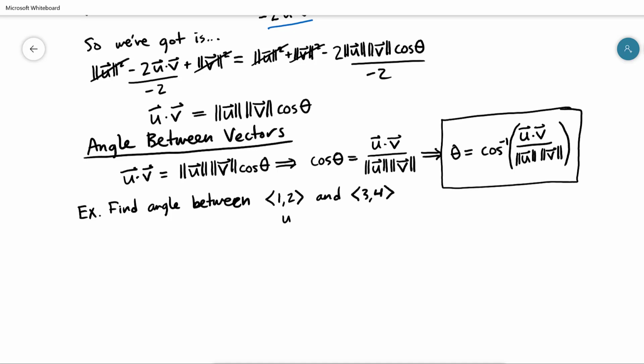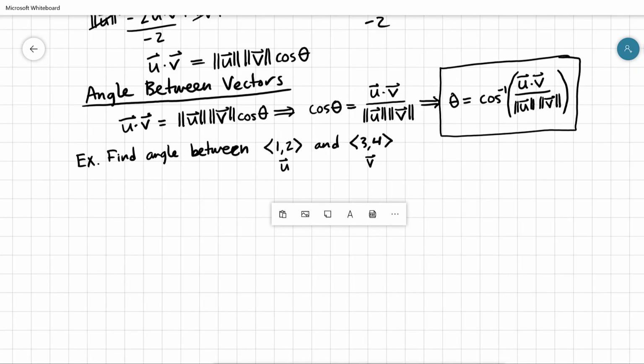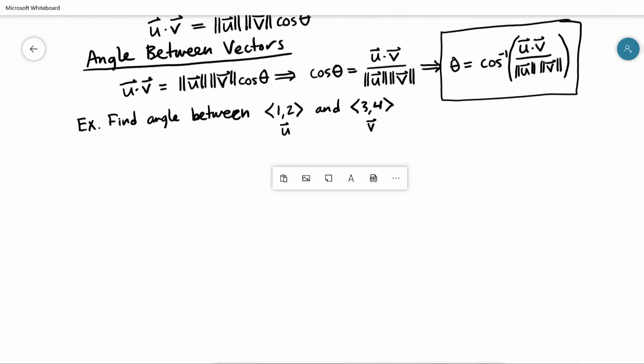So if I let this guy play the role of u, this guy play the role of v, we can figure out what the angle is between these vectors according to that formula. So all I need to do is figure out our angle theta. It's going to be the inverse cosine of the following. So the first thing I need to do is take their dot product. We did this dot product earlier. You may remember it's 11.